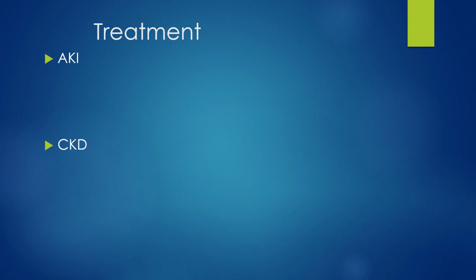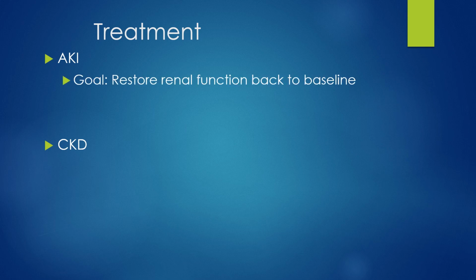The treatment of kidney disease is dependent on whether the patient has acute kidney injury or chronic kidney disease. If they have acute kidney injury, the goal is to restore their renal function back to baseline. So you need to stop all of their nephrotoxic agents. If they're on an ACE inhibitor or diuretics, you typically want to stop these, unless, remember in the heart failure lecture, if you suspect cardiorenal syndrome is the culprit, then diuretics are actually the treatment of choice.